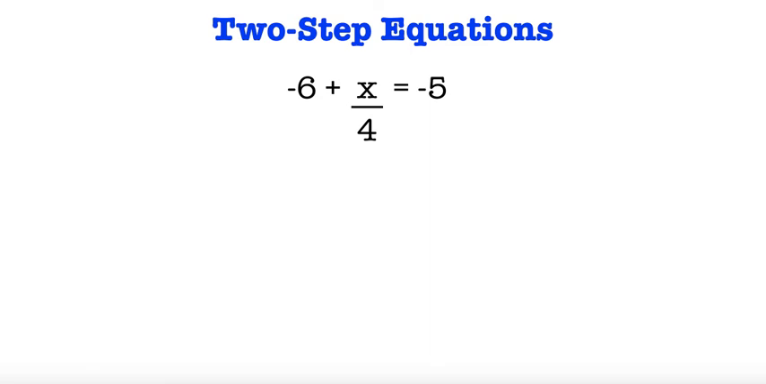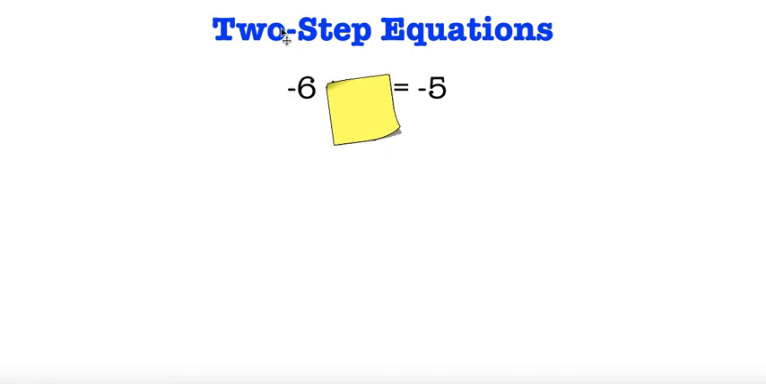So here for this problem, it's slightly different. We have -6 plus x divided by 4 equals -5. So in this case, we also want to isolate our x value, so we're going to do the same thing we did before. So we have -6 plus x over 4. We could just cover that up.